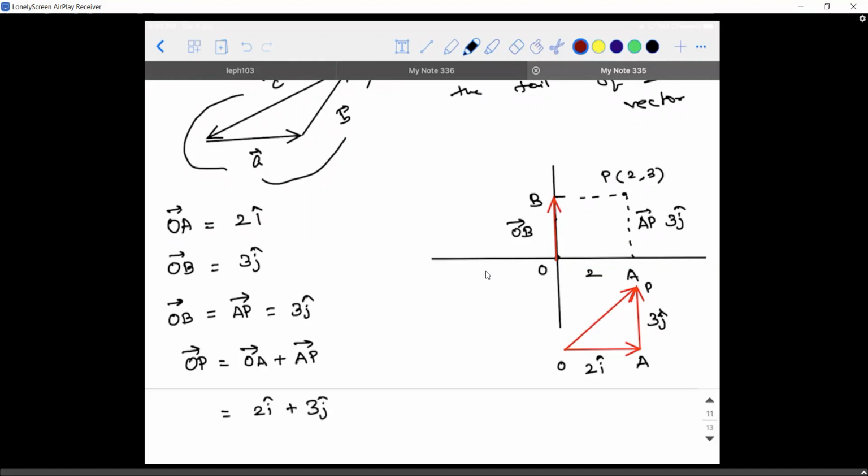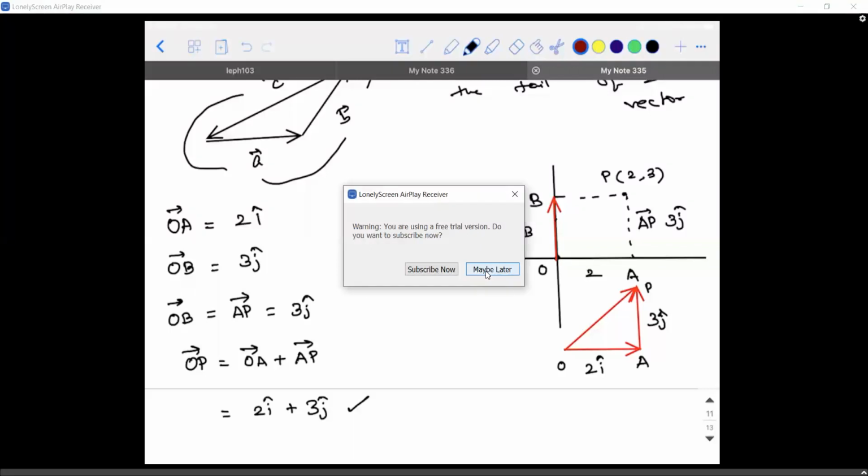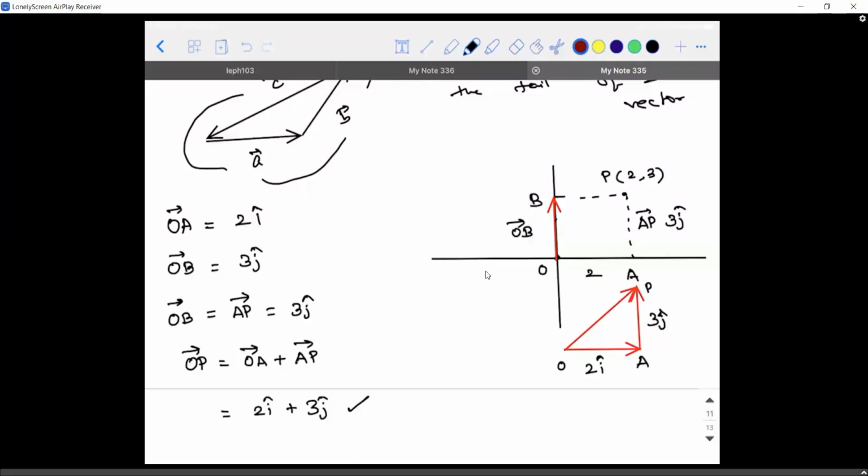Now, did you guys understand why I wrote 2, 3 as 2i cap plus 3j cap? Because I applied the concept of triangle of addition there. At that point, I didn't say that's it. Am I clear? Yes, sir. So please make a note of this point.